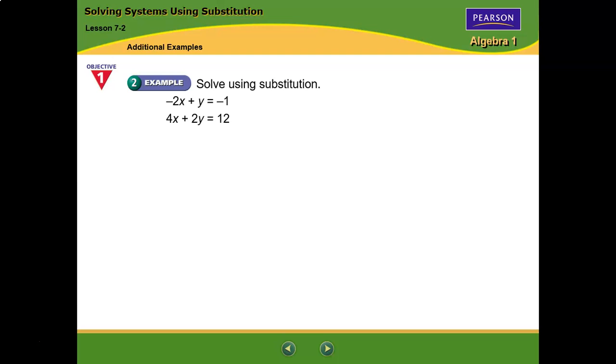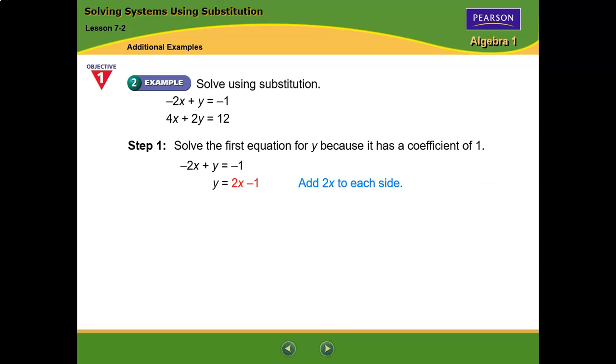All right, let's look at a second example here. It says solving using substitution again. That's all we're going to be doing in this lesson. We have a system of equations, but if we examine this system of equations, we can see that either one or more of our equations are not written in slope-intercept form, meaning y equals mx plus b. So our first step is to get them written in that form.